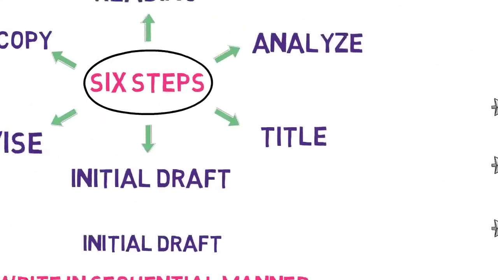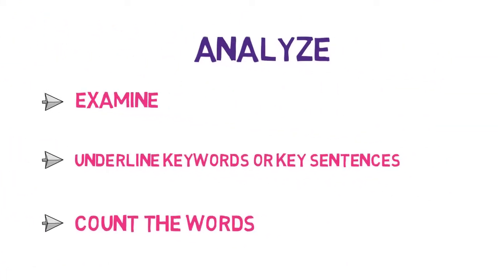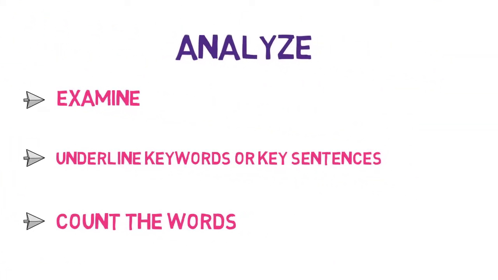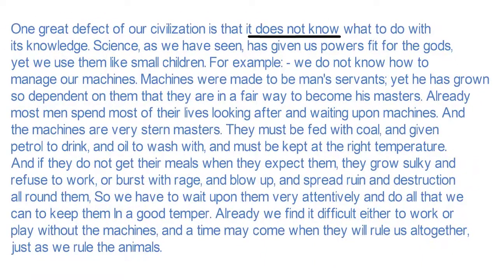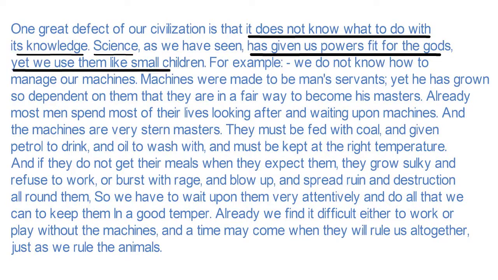Now let's move to step 2. Step 2. Analyze. Here we need to underline or highlight all the important keywords or key sentences. Also, we will count the number of words in the passage. The key sentences in the passage are: it does not know what to do with its knowledge. Science has given us powers fit for the gods, and yet we use them like small children. For example, we do not know how to manage our machines.